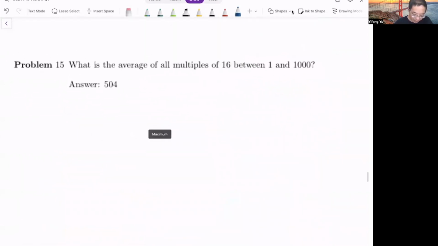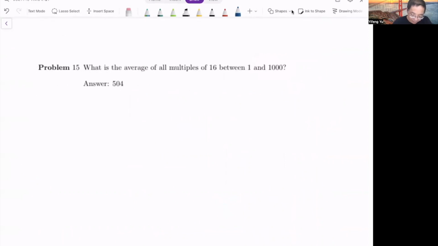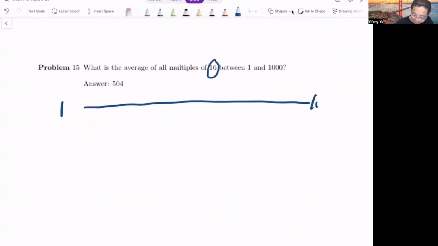All right. Problem number 15. What is the average of all multiples of 16 between 1 and 1,000? Let's look at all the multiples of 16 between 1 and 1,000. The first one, of course, is 16 itself. Next one will be 32. And then what is the last one?